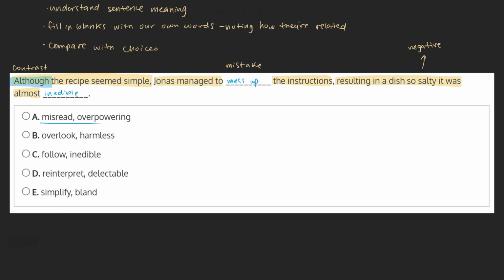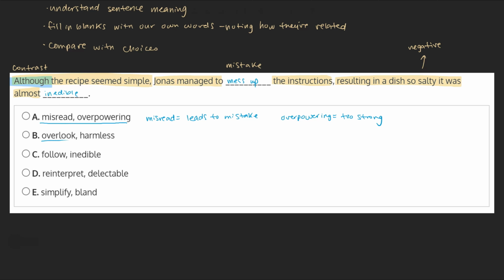A. Misread the instructions, an overpowering dish. Misread fits our context well. If Jonas misread simple instructions, that could easily lead to a mistake with the salt. Overpowering also works here. A dish so salty it was almost overpowering makes sense, as overpowering refers to a flavor that is too strong. As both words fit our sentence, this is likely our answer, but we'll take a look at our remaining choices just to be sure.